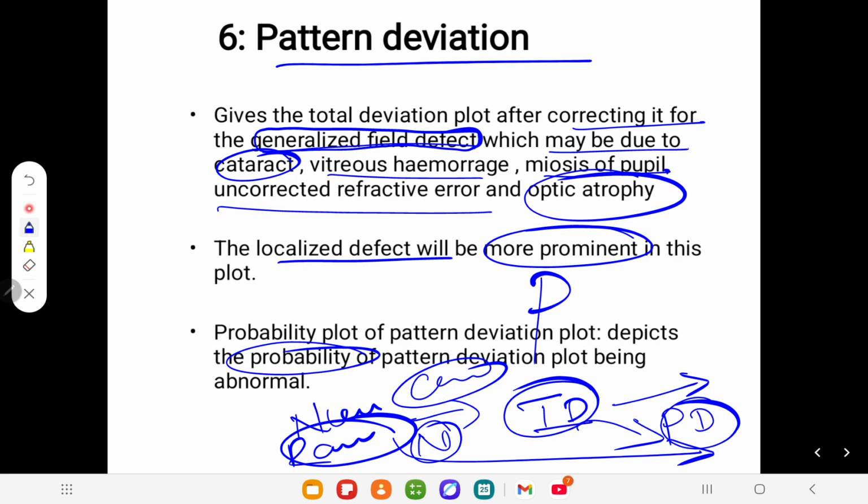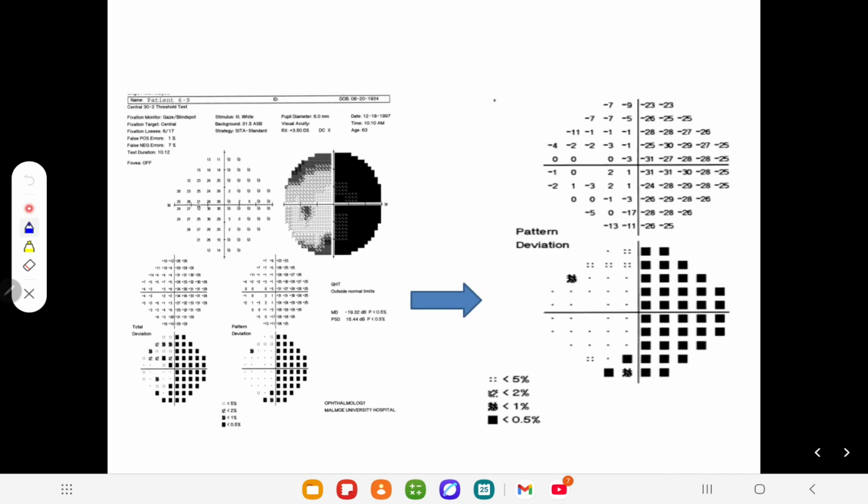Obviously, if there is a numeric plot, then we will definitely go for a probability plot. It's completely okay, so that's the concept. Just don't hold this wrong concept, that from raw data we derive pattern deviation. That's absolutely wrong. From the total deviation numeric plot we derive the pattern deviation numeric plot.